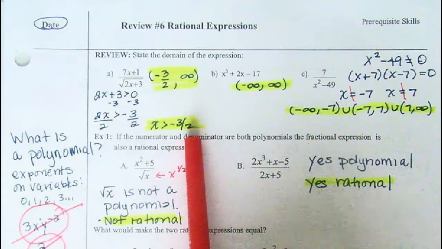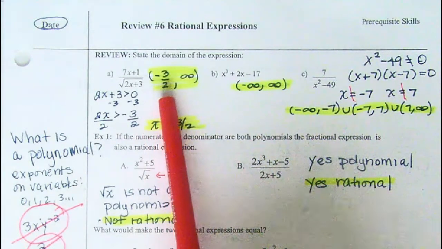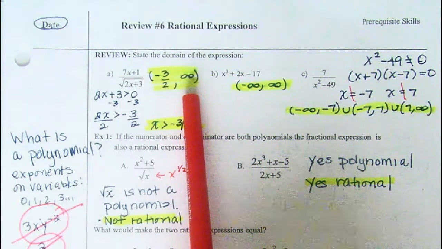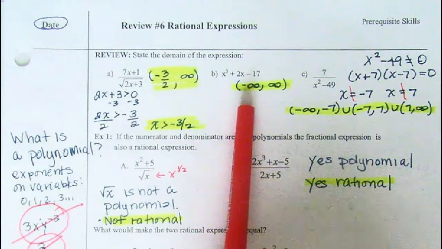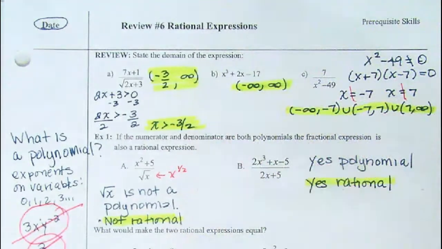So the domain in interval notation is going to start at -3 halves, but don't include it, so that's why there's a parenthesis, and it's going to go to infinity. Looking at B. On B, you can plug anything you want in for x and still get an output. So your domain is -infinity to infinity. And the last one is C.